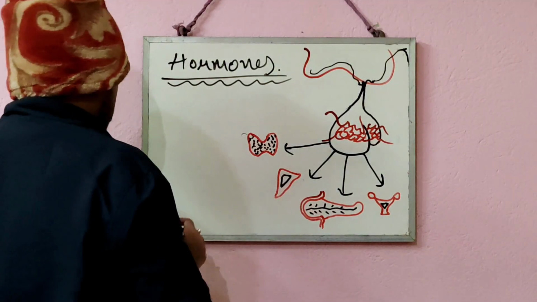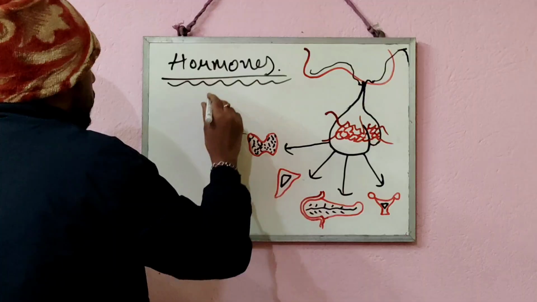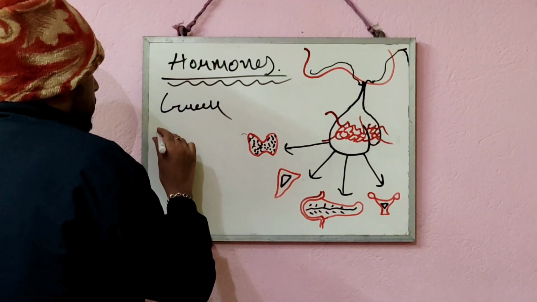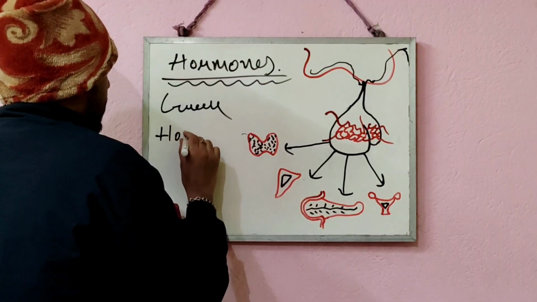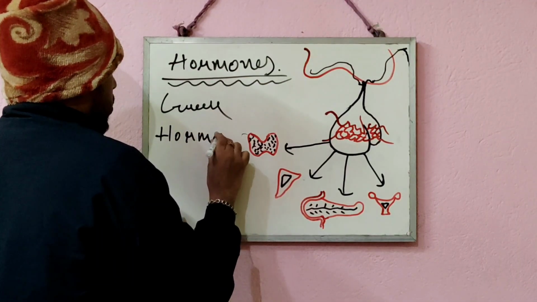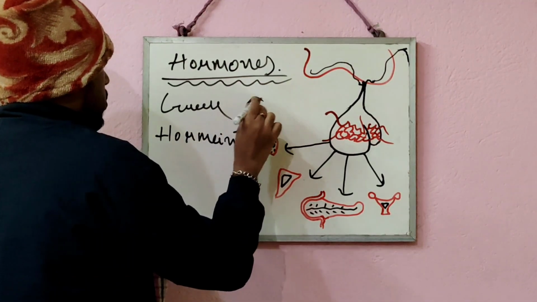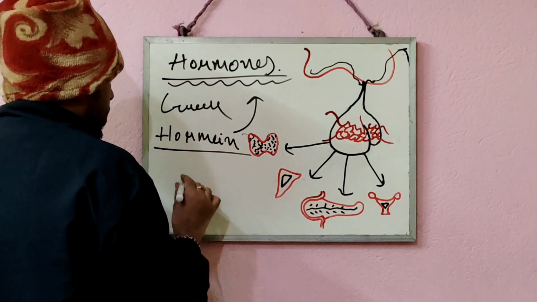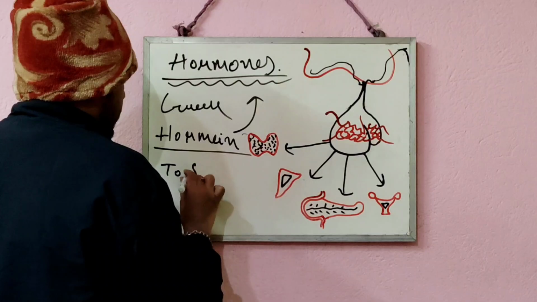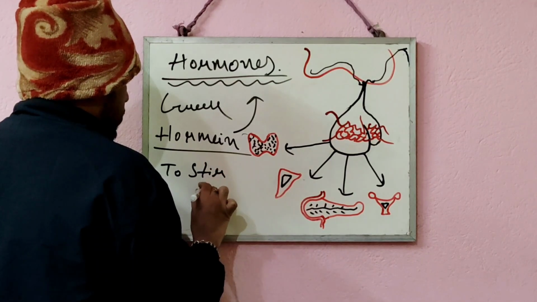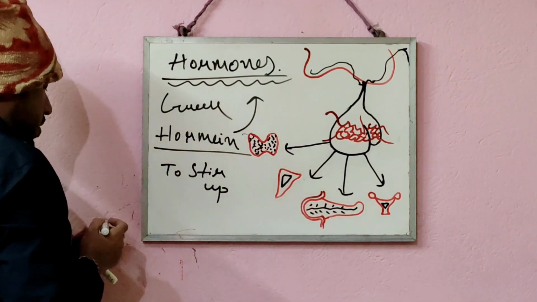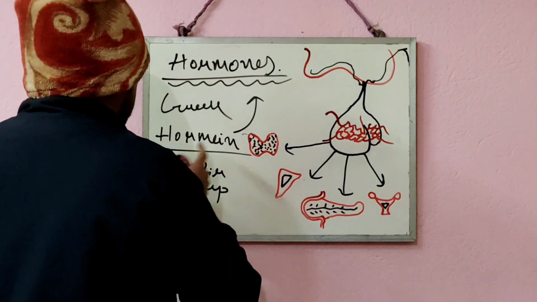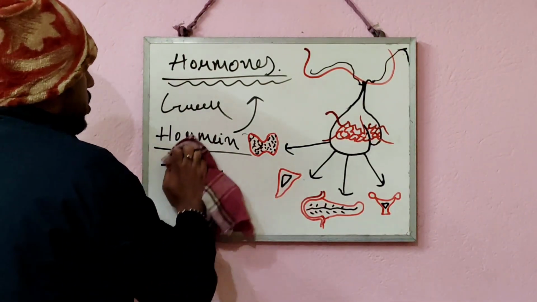So first of all, we have to understand what a hormone is. The word hormone came from a Greek word, hormone. What does that mean in Greek? The meaning is to stir up. So that is the main source of the word hormone, which comes from the Greek word hormone. The meaning of hormone is to stir up.